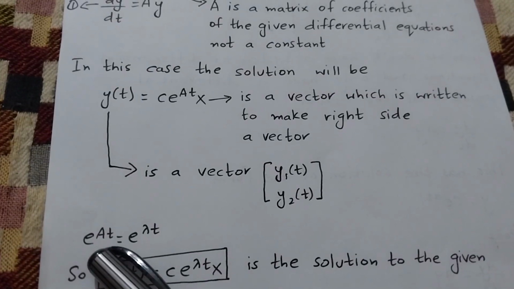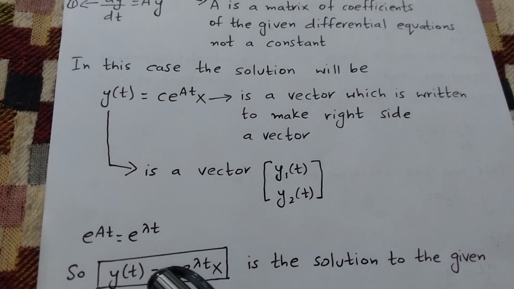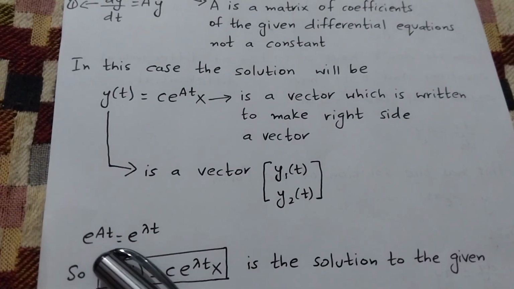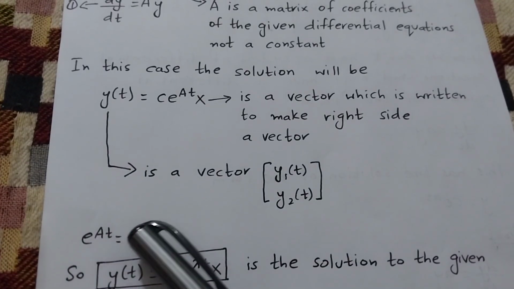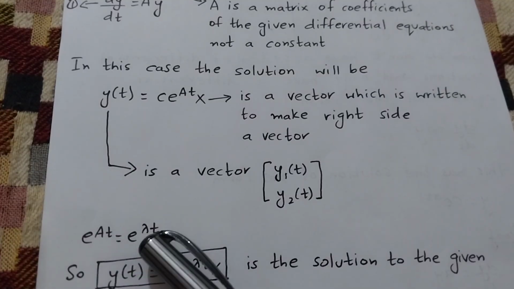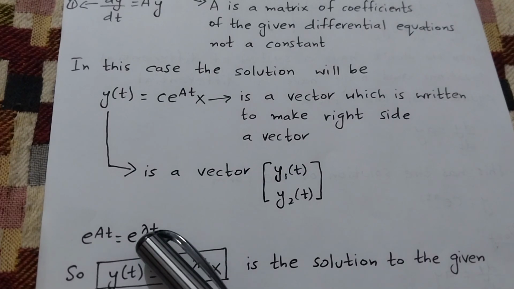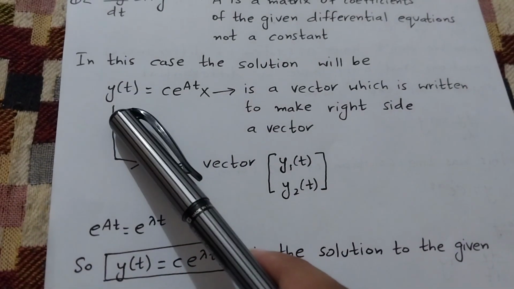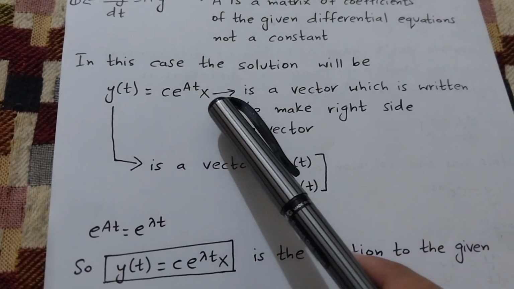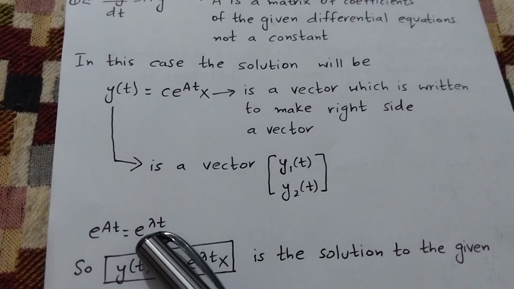When we do that here, we get e raised to power lambda t, and there is some complex mathematics involved there. So the result is basically that when we take the exponential of a matrix multiplied by t, we get e raised to power lambda t, and lambda is basically a constant, and we call this constant the eigenvalue. And the solution, we know, was y of t is equal to c into e raised to power At into capital X, and e raised to power At is equal to e raised to power lambda t.